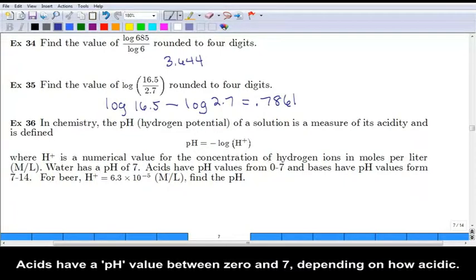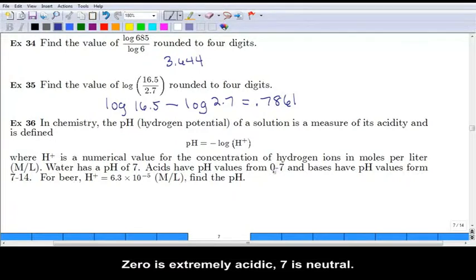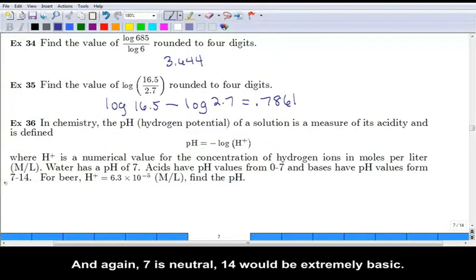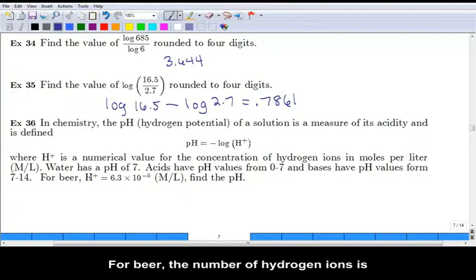Acids have a pH value between 0 and 7 depending on how acidic. 0 is extremely acidic, 7 is neutral. And bases have pH values from 7 to 14. And again, 7 is neutral, 14 would be extremely basic. For beer, the number of hydrogen ions is 6.3 times 10 to the negative 5th moles per liter, and we want to find the pH value of this liquid.